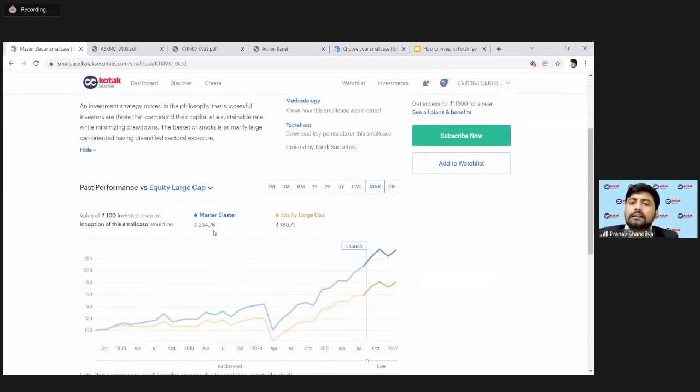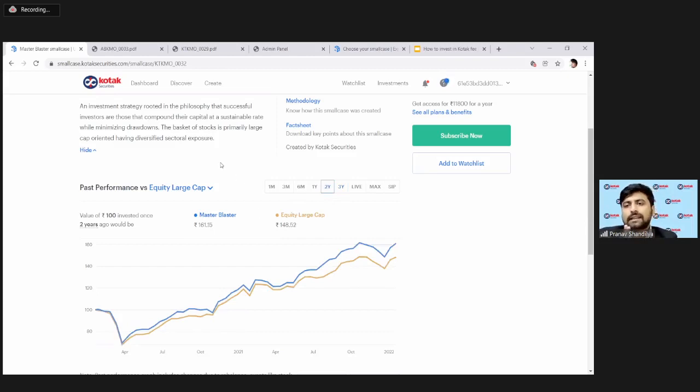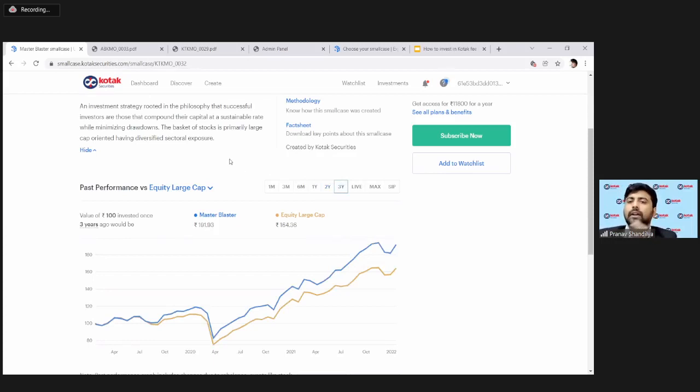So here, if you see the last 3 years performance of this portfolio, it has delivered about a 91% return against a benchmark return of about 64%. And similarly, if you take a look at the last 2 years performance, you will see that this particular basket has delivered about 61% return as against a benchmark return of just about 48%. So these particular baskets are managing to significantly outperform the indexes. And that is the reason why they have a pricing structure attached to it.